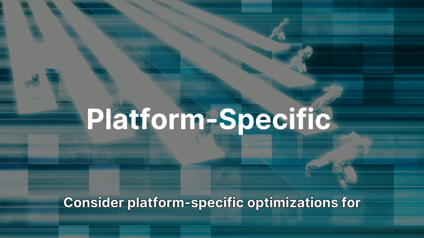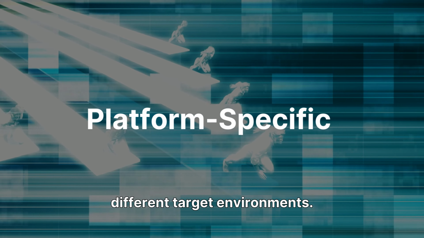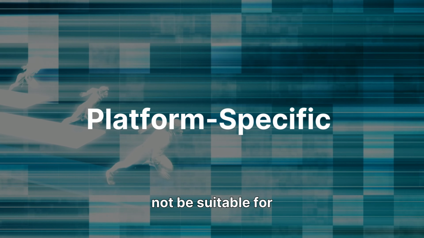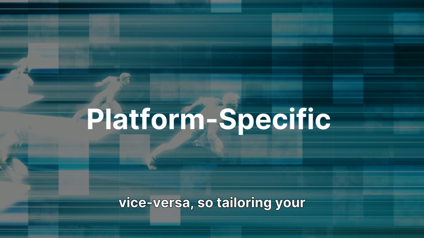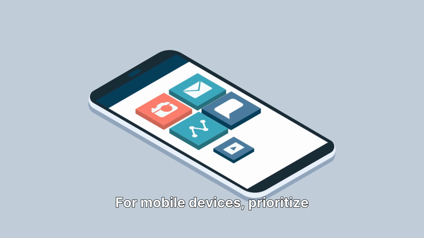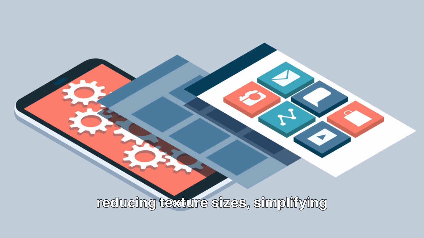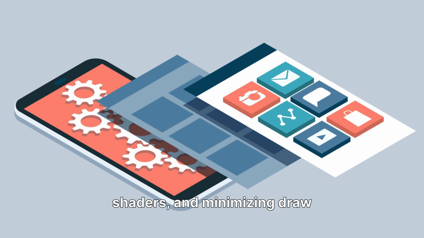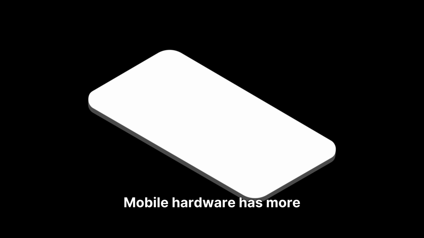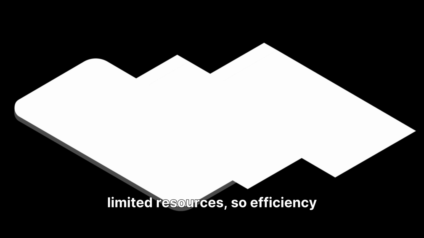Consider platform-specific optimizations for different target environments. What works best for a high-end PC might not be suitable for a mobile device, and vice versa, so tailoring your approach is key. For mobile devices, prioritize reducing texture sizes, simplifying shaders, and minimizing draw calls to ensure smooth gameplay. Mobile hardware has more limited resources, so efficiency is paramount for a good user experience.